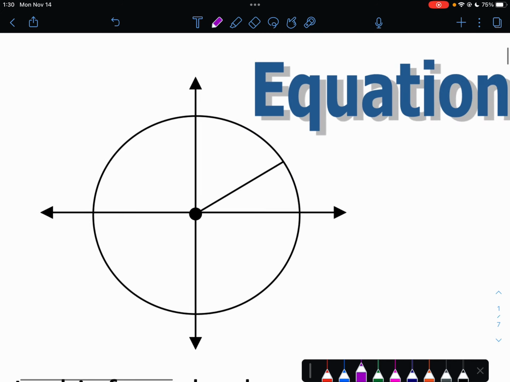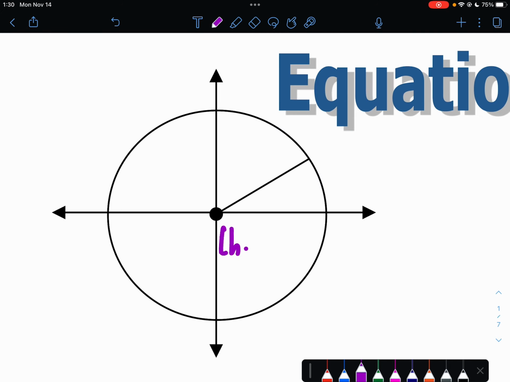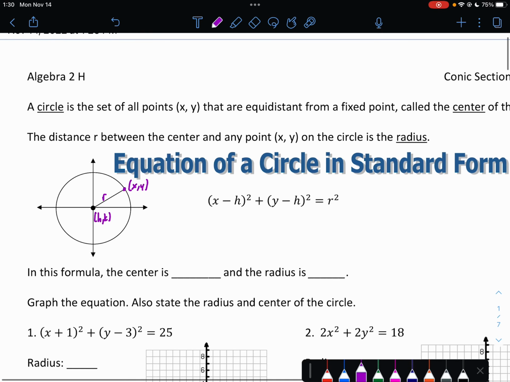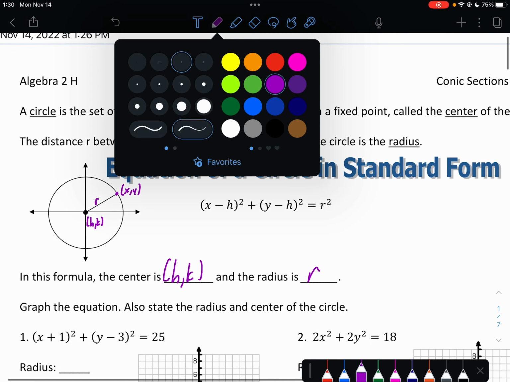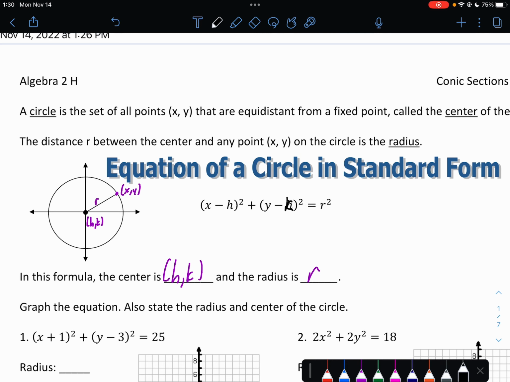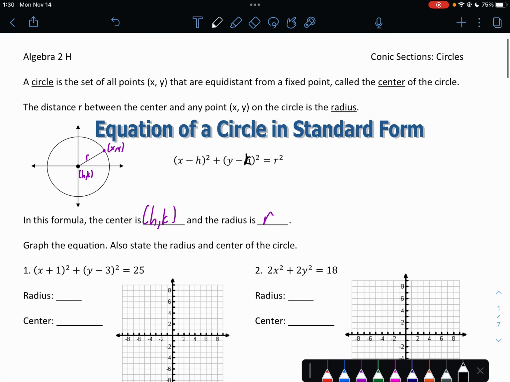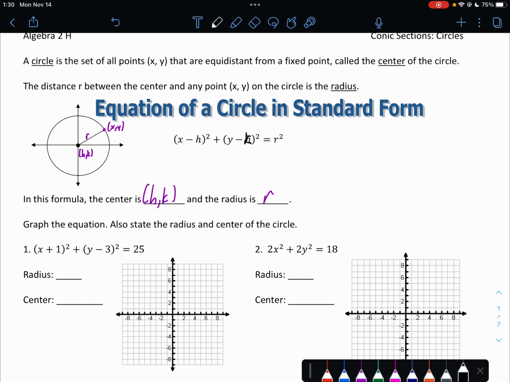Okay, let's look over here. The center we would call h comma k, and then the distance to any point x comma y would be our radius. So in this formula, the center is h comma k, and the radius is r. Important to note here that it's the opposite of these numbers. Oh, man, I just spotted a typo there. That's supposed to be a k right there. I'll fix that before I get it out to you.